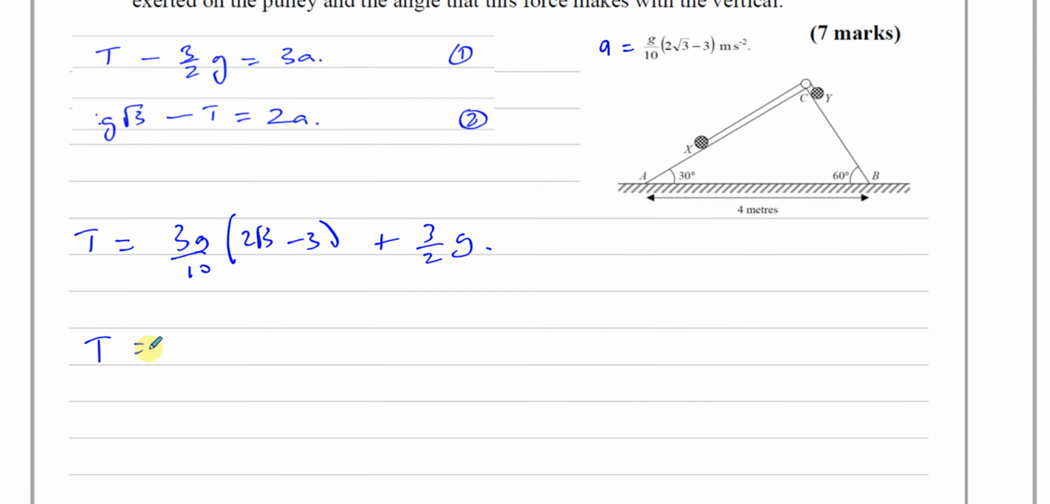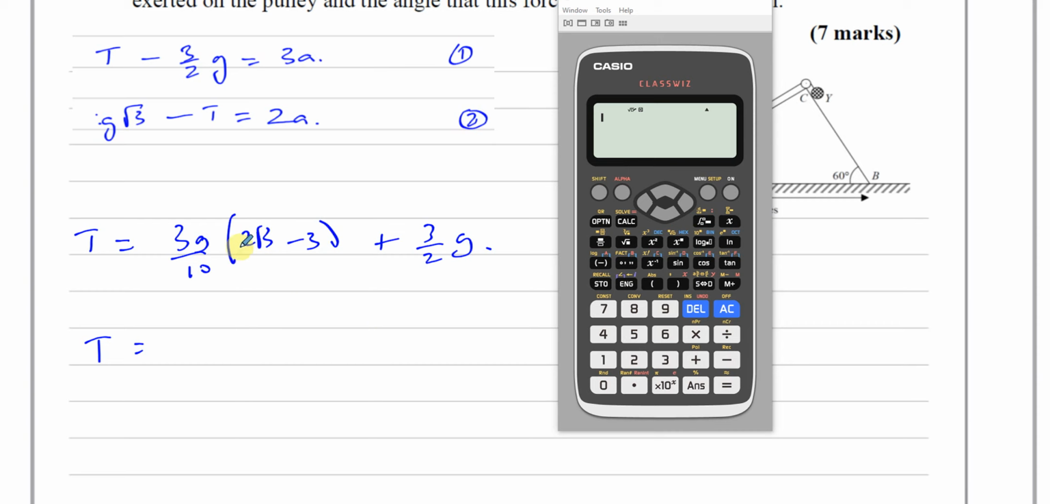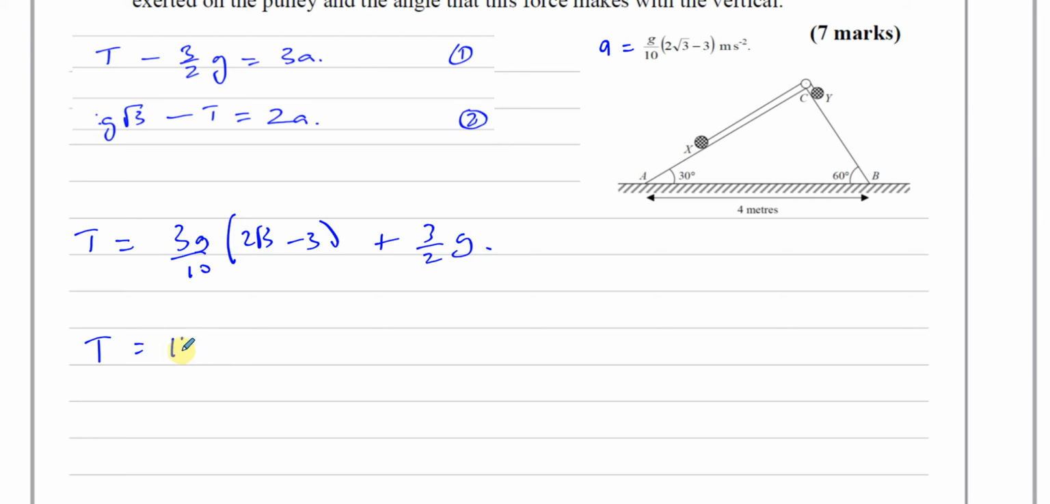So the tension in the string is going to be given by, if we calculate this, 3 times 9.8 over 10 multiplied by 2 root 3 minus 3, okay, plus 1.5 G, 1.5 times 9.8. Okay, that gives us 16.0644 newtons. I'll leave it like that. Now, what I'm going to do here is, that's the tension in the string.